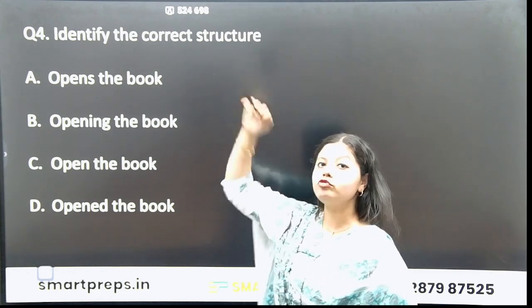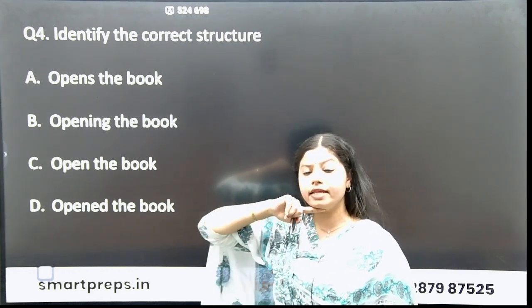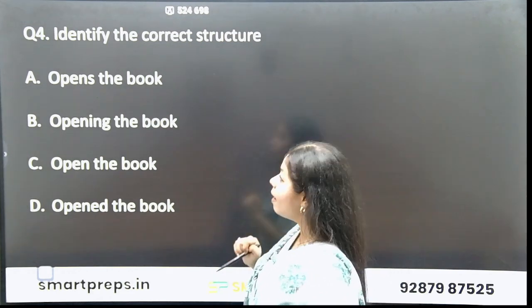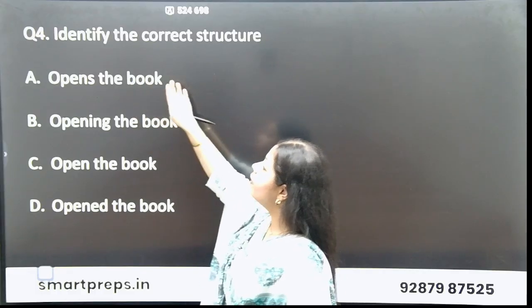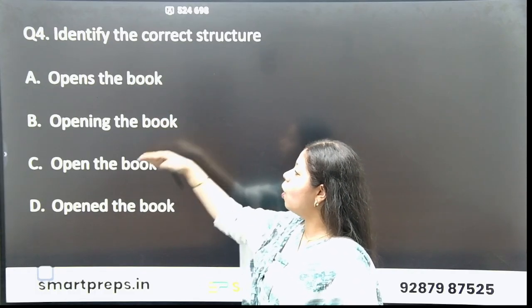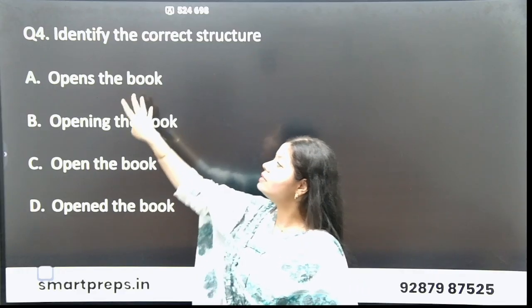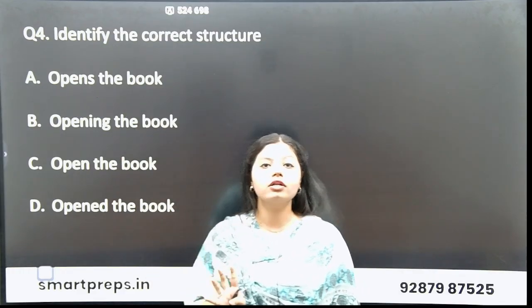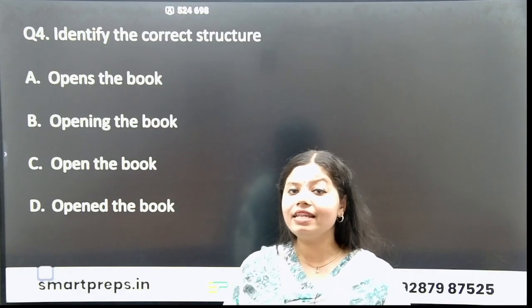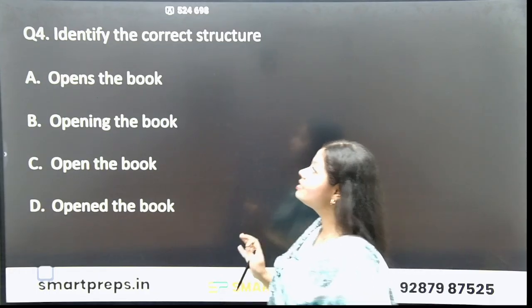So now we have to understand the correct structure of imperative sentence. I think you all remember now. Opens the book, opening the book, open the book, opened the book. Can you see here the grammatical structure? Can you identify the grammatically correct option?